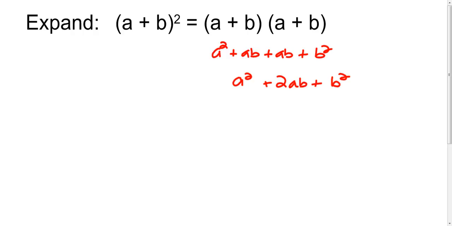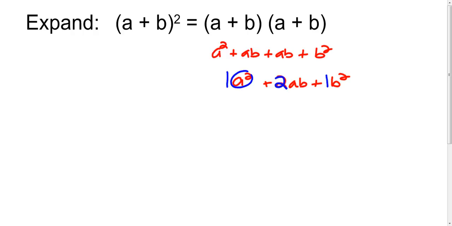What we're going to be paying attention to in the binomial theorem is a couple of different things. First of all, we're going to be looking at the coefficients. So the coefficients of this are 1, 2, and 1. The other thing I want you to notice is this.